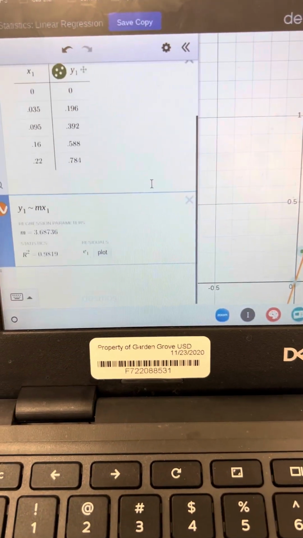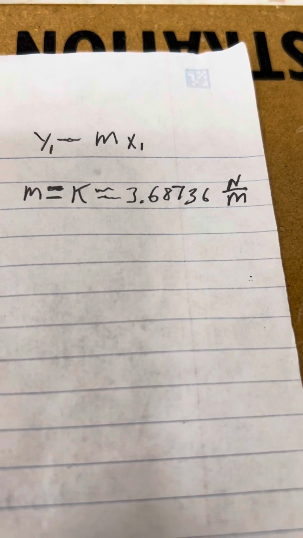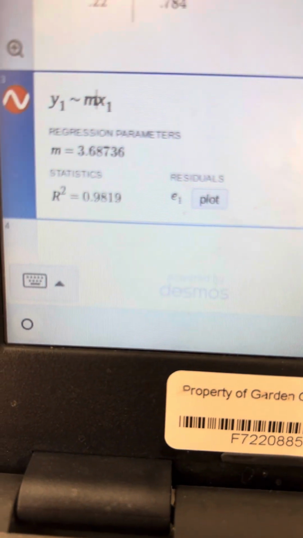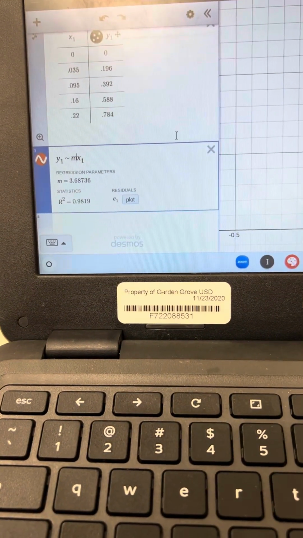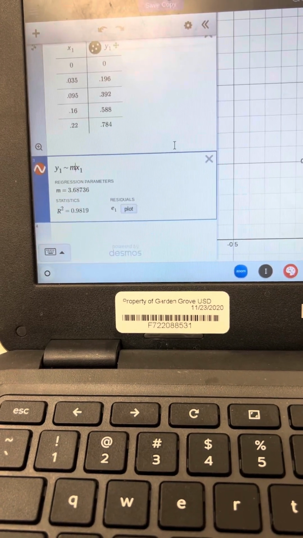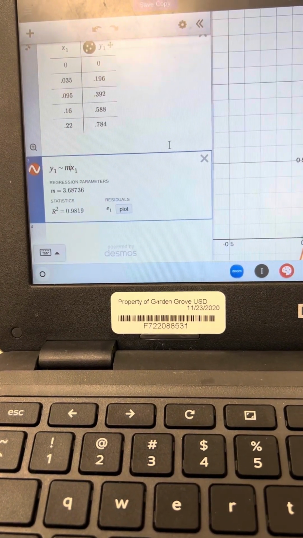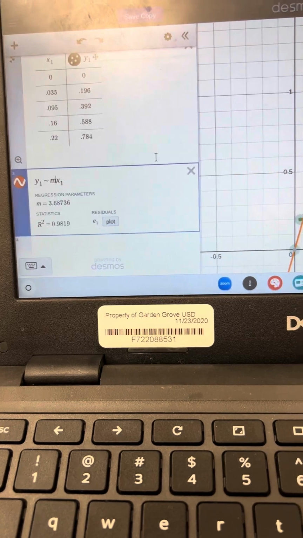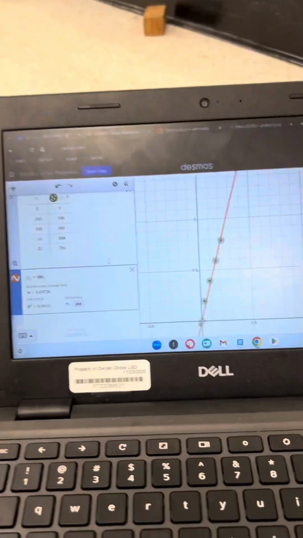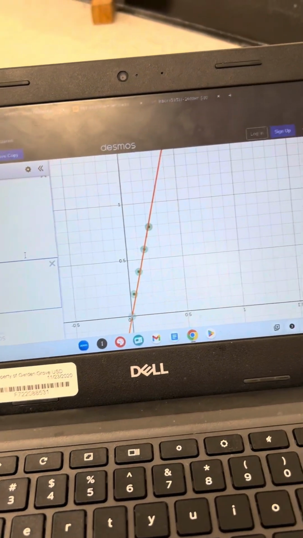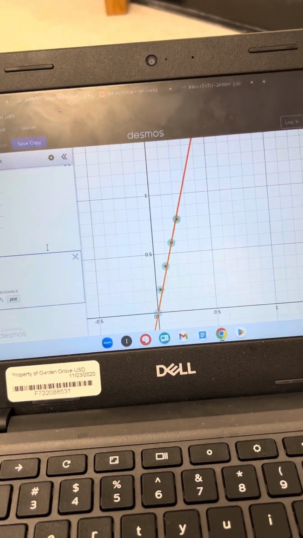And then from that, it gave us a K of around 3.68736 newtons per meter. And that's because of our slope of the line. Also, the X part of the graph is the displacement from the initial position, and the Y part is the Fs, which is also equal to Fg. It's equal to Fg because they're at equilibrium in each position with the new mass.